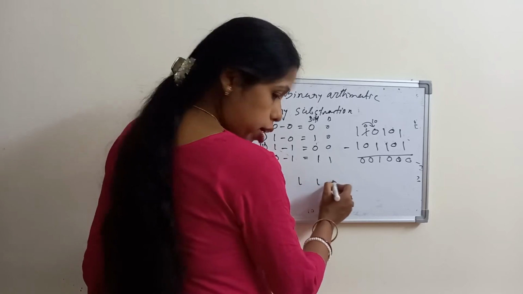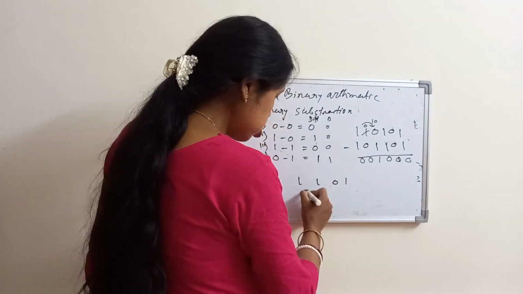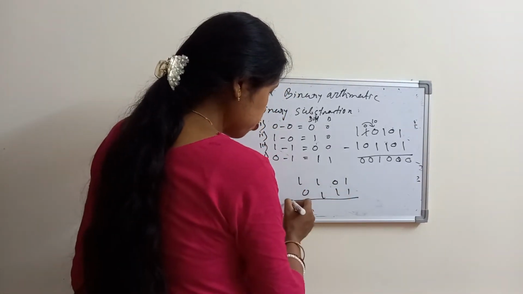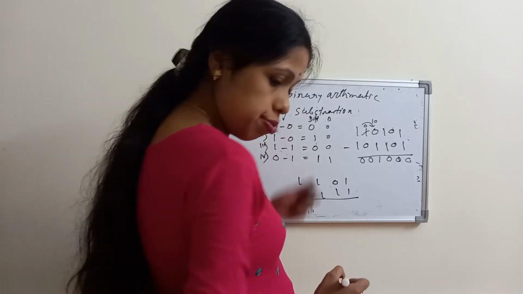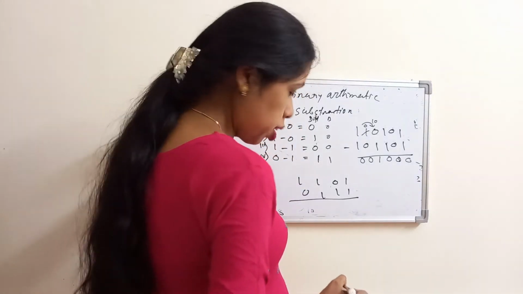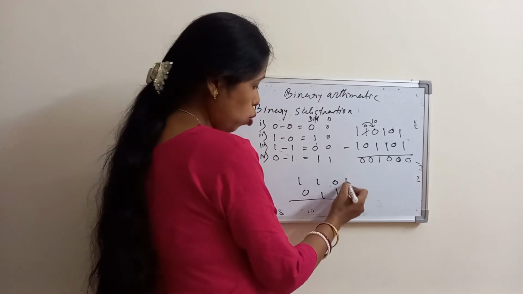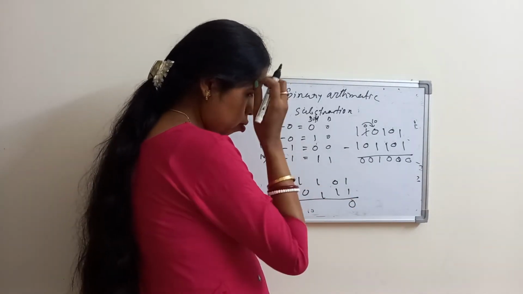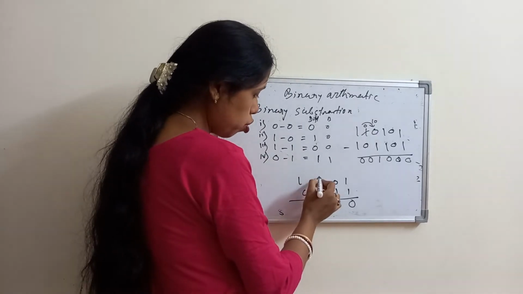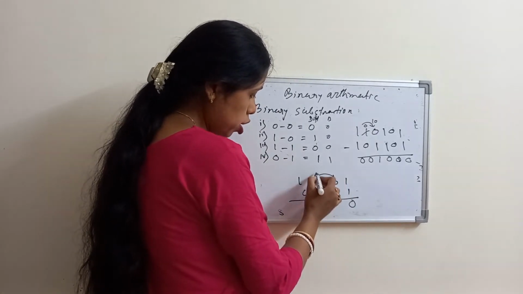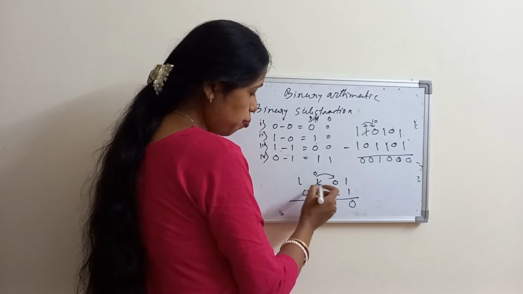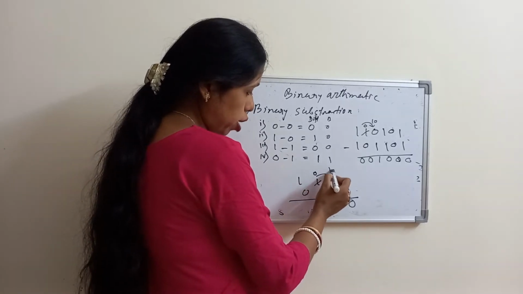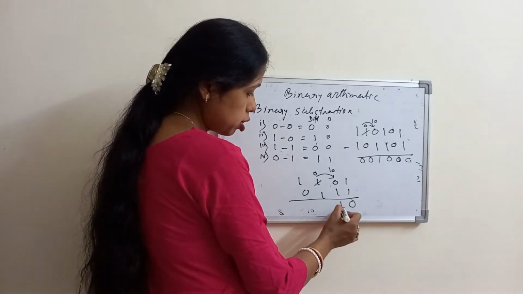Suppose 1, 1, 0, 1, 0, 1, 1, 1. So here, 1 minus 1, 0. 0 minus 1 is not possible. You have to take a borrow from here. So this one will be reduced to 0. Now here you will get 1, 0. 1, 0 minus 1 means 1.